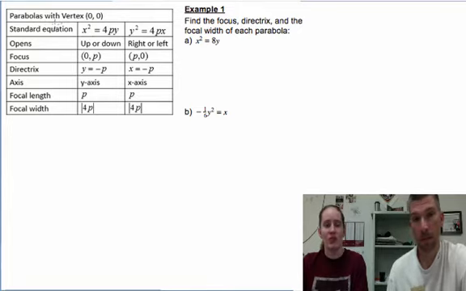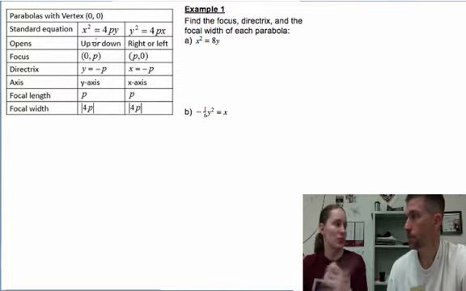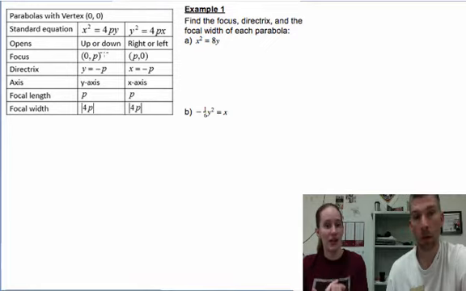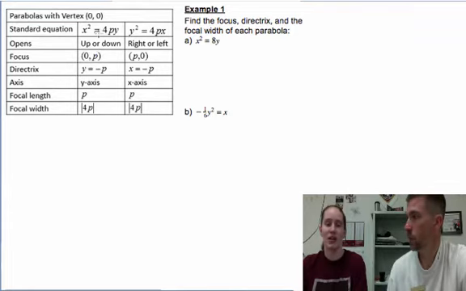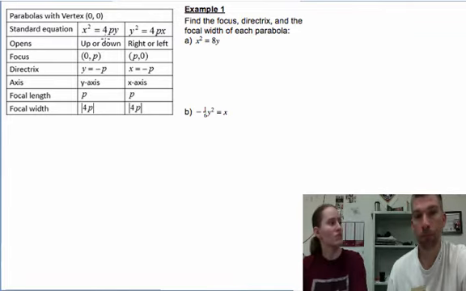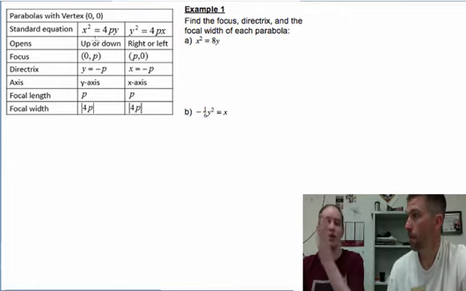Okay. So our standard form for our equations is we can have x squared equaling 4py, which p we'll talk about in a second. Or we could have y squared equaling 4px. And so depending on which term is squared, that's how you know if it opens up or down. And then the sign will tell us whether it's up or down. If we had x squared equals negative something y, then that's going to be going down. And if we had x squared equals positive something y, it'd be going up.